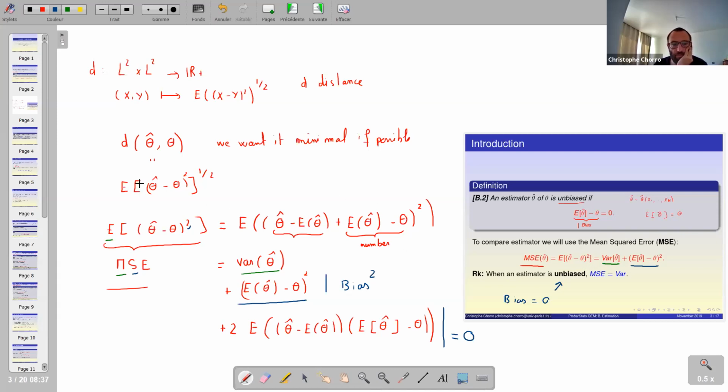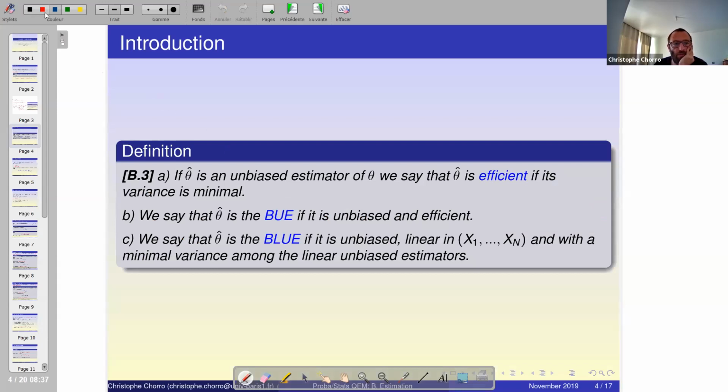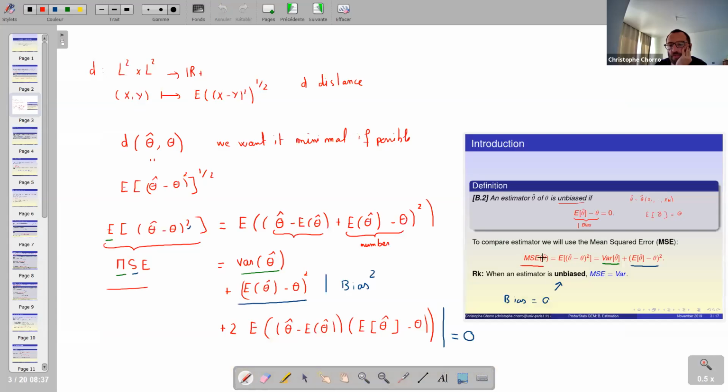So let me introduce, in relation with what I have said here, some definitions. If I start with an estimator that is unbiased, we say that this estimator is efficient if its variance is minimal. It's the first definition. So efficient means variance minimal. And if I come back to what I have said previously, in the case of an unbiased estimator, the mean square error is the variance. I want to minimize the mean square error in order to compare estimators.